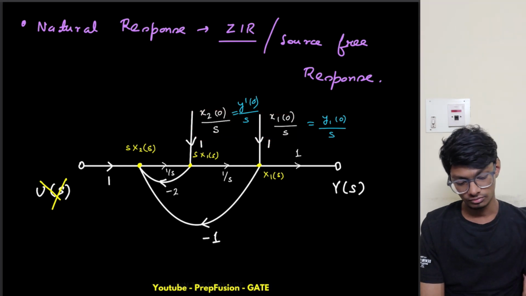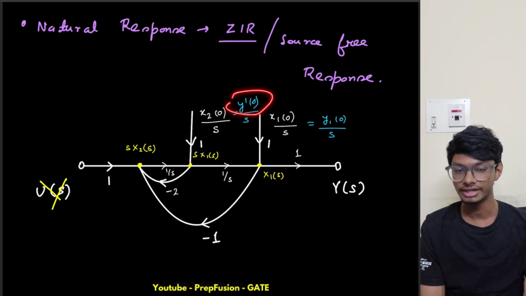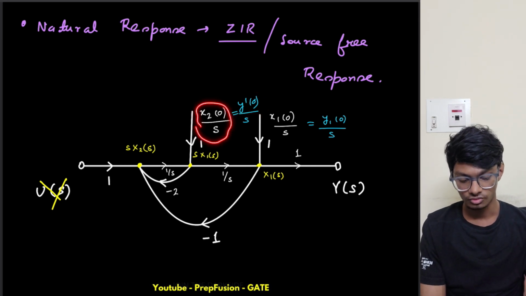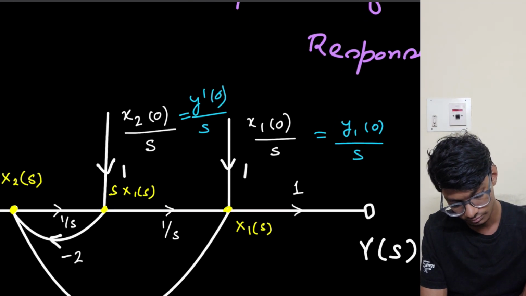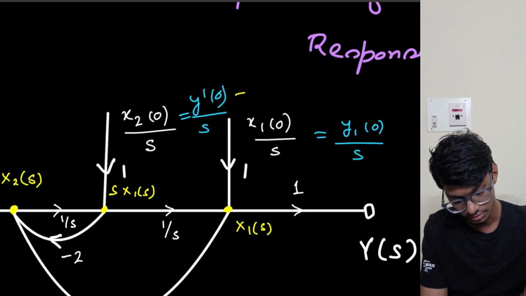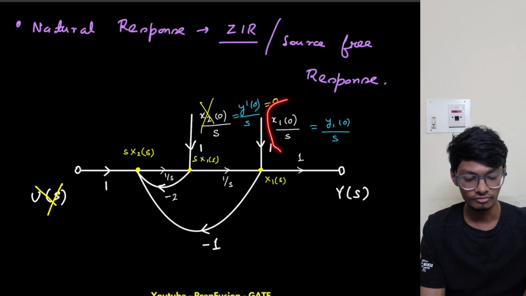Now these are the values of the initial state equations. Now this y dash of 0 is 0, so this x2 of 0 is also 0. So this is equal to 0 only. So this also gets cancelled, right? So we are only left with this.